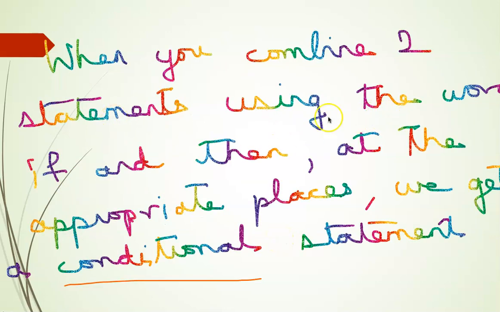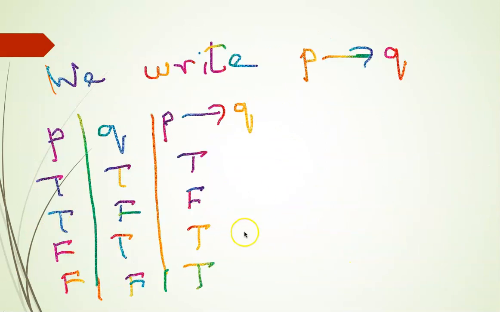When you combine two statements using the words if and then at the appropriate places, we get a conditional statement. And this is a truth table for the conditional statement. This is how you write it. P implies Q. True implies true is true. True implies false is false. False implies true is true. You need to remember this. False implies false is true.